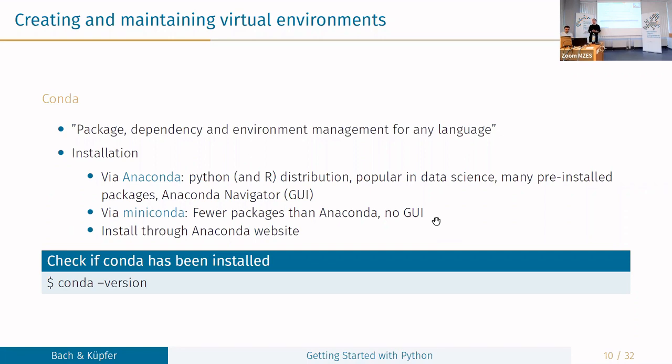If you want to install Conda, it's usually not pre-installed on your system. There are two ways. You can either install Anaconda or Mini Conda. Anaconda is this full, very popular data science programming environment, which comes with many pre-installed packages. And this Anaconda Navigator, we also have a screenshot of that later in the presentation. And then there's this kind of reduced version, Mini Conda, which has some fewer packages pre-installed than Anaconda, and it doesn't have this graphical user interface.